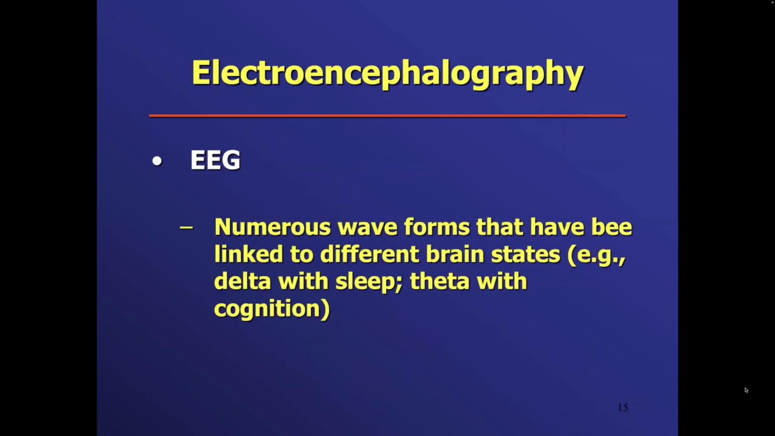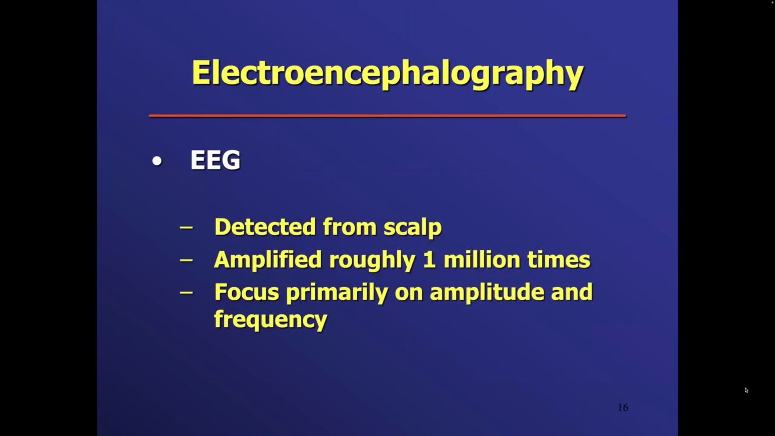In EEG, you can also break down the different waveforms. And what you're looking at is the shape, or the magnitude, the height of that waveform, but also its frequency, how often you see it. And so, for example, delta is a slow wave associated with sleep. Theta is a higher frequency, occurs more often, and it's associated with cognition. And all these signals are detected from the scalp. They're amplified roughly 1 million times in order to see them. And so you look at, again, amplitude of the shape and how often you see that signal, the frequency.